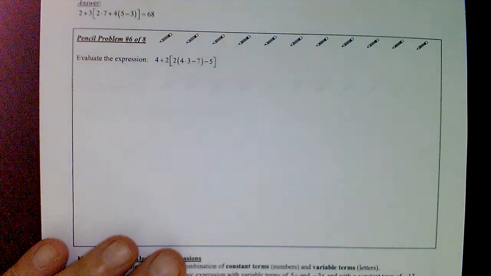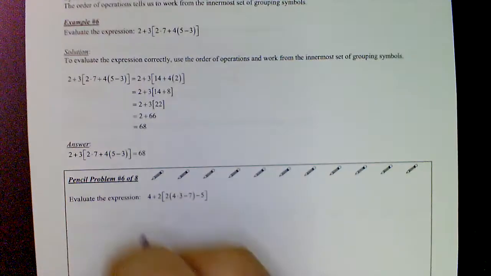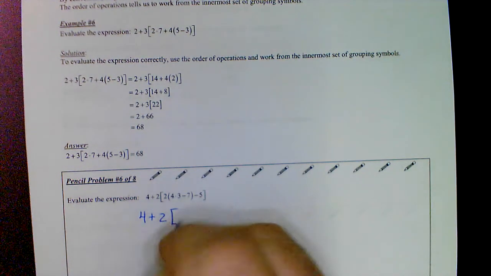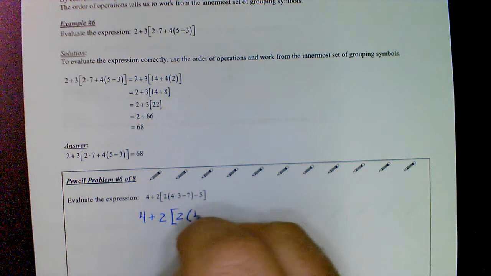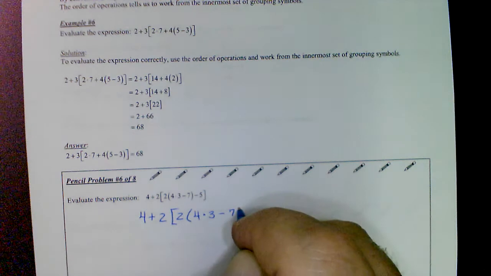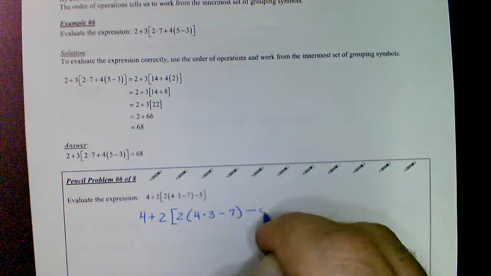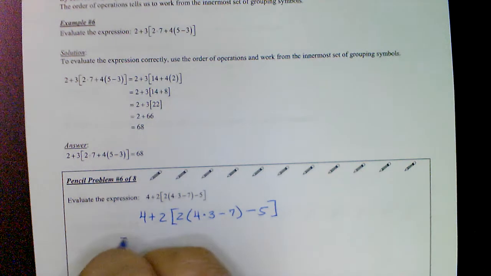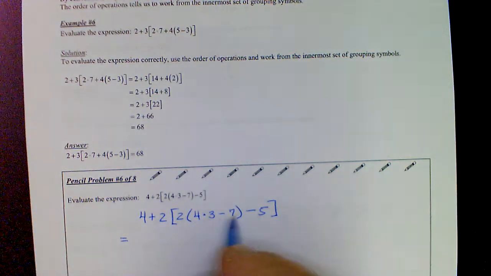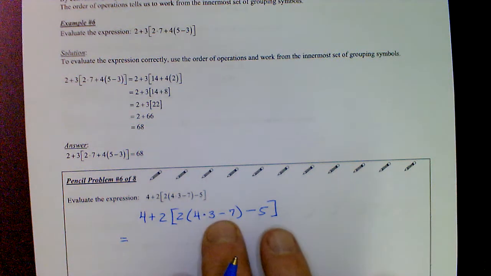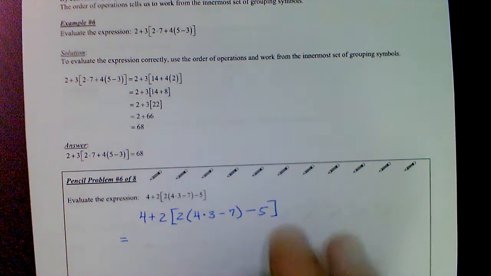Okay, next example and pencil problem involve grouping symbols. Again, I'm going to recopy 4 plus 2 in brackets, 2, and then in parentheses, 4 times 3 minus 7, close parentheses, minus 5, close brackets. Okay, so we start by working from the innermost parentheses. Notice how these are embedded grouping symbols. You get the parentheses inside of the brackets.